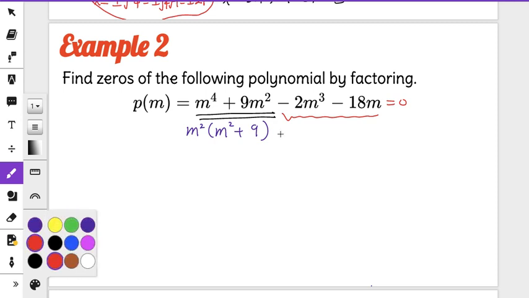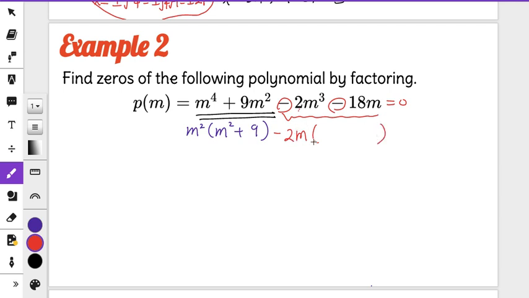For the second part, this time is a little bit tricky, because this one has negative and negative, so I'm going to take out negative 2, because they are both even numbers, 2 and 18. So I take 2 out of this, and for m to the 3rd and m, I'm going to take m out of this. So what's left? Negative 2m times this is going to be m squared, and negative 2m times 9. But do not forget, since you take negative 9 out of this, it's going to be positive, equal to 0.